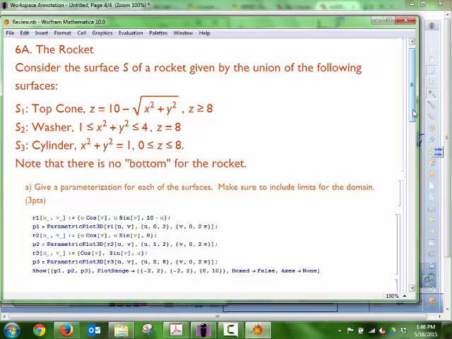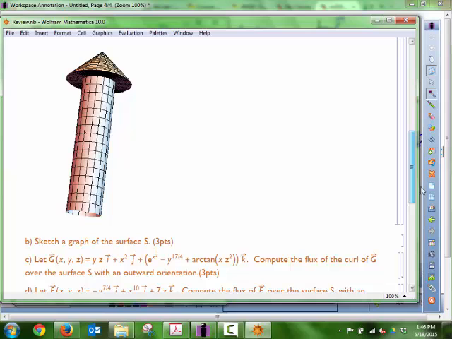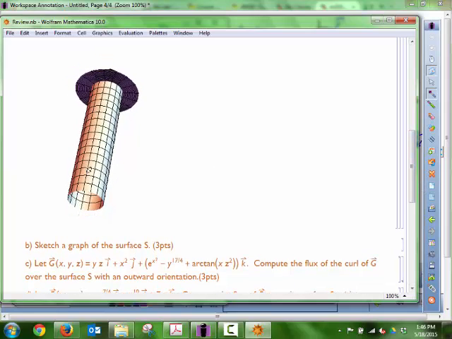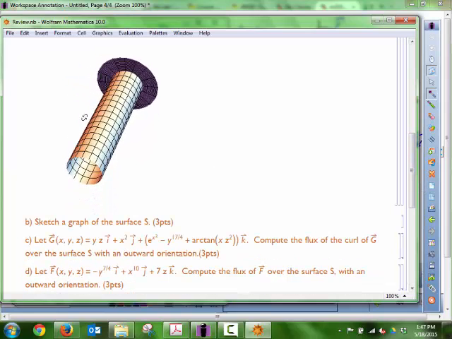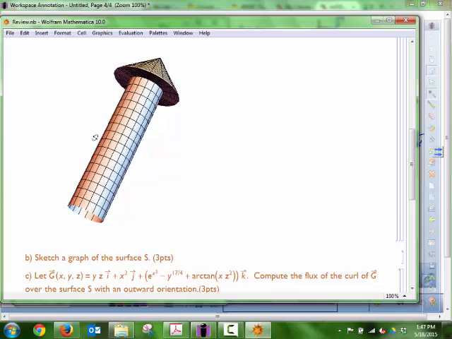You're just separating out the cone and cylinder? Yeah. Right here. Well, it has to match the radius. The outer radius matches with the cone, and the inner radius matches with the cylinder.